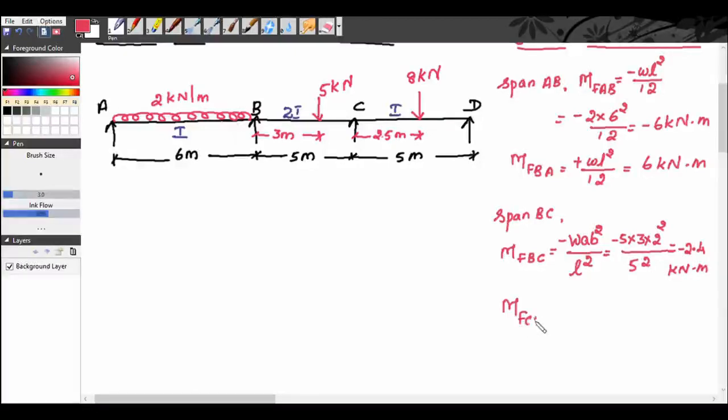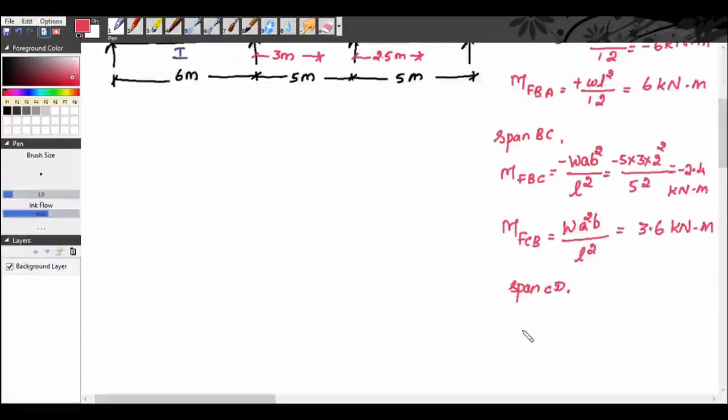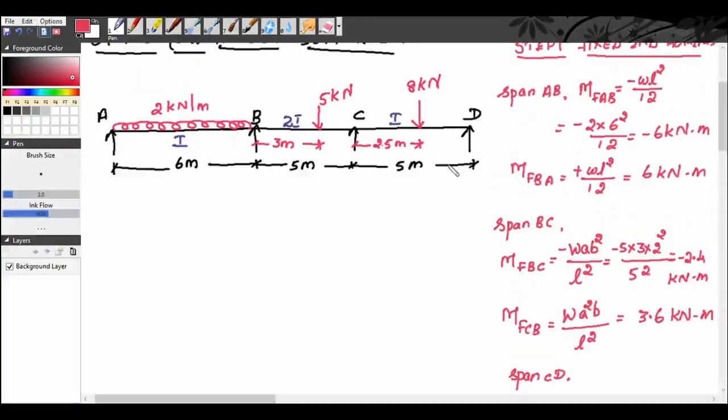Similarly, MFCB will be equal to plus WA square B by L square, that is equal to plus 5 into 3 square into 2 by 5 square. We get it as 3.6 kilonewton meter. Now we will consider the span CD. So for the span CD, in the span CD, we have a concentrated load of 8 kilonewton acting at the center of the span.